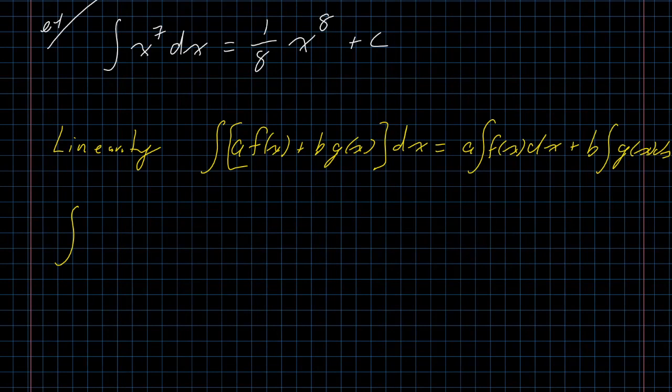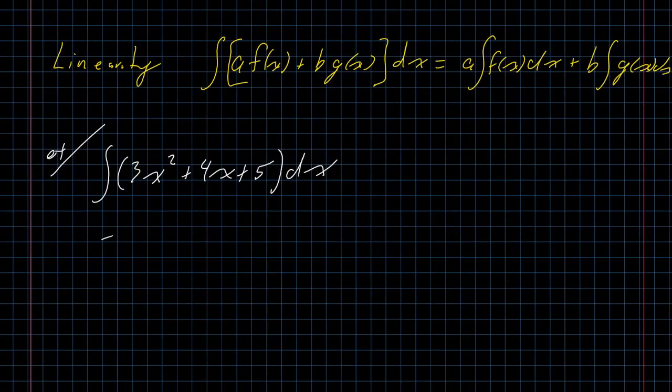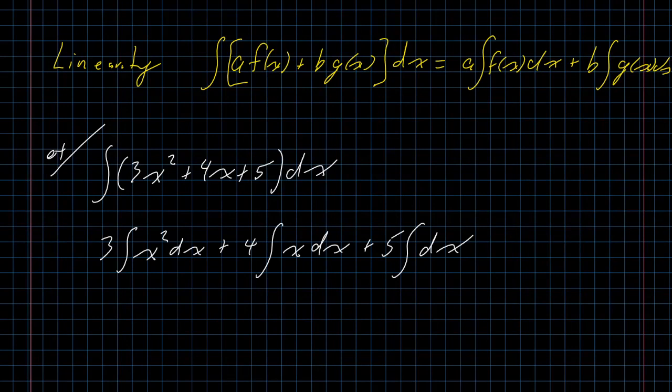So we can take the integral of, say, 3x squared plus 4x plus 5, and we can split that up as 3 times the integral of x squared plus 4 times the integral of x plus 5 times the integral of dx.